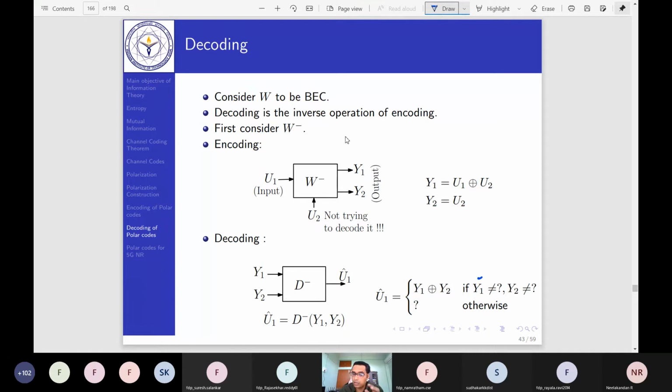Already we have seen that for W minus we can decode the input only when both Y1 and Y2 are not erased. If both Y1 and Y2 are not erased, simply we will do Y1 plus Y2. If you add them in modulo 2 fashion, then U2 will get cancelled, and we will be left with only U1. That will be the estimate, U1 hat. So this is the decoding rule in the case of BEC. If either Y1 or Y2 is erased, then we cannot decode. This will be considered a decoder failure.